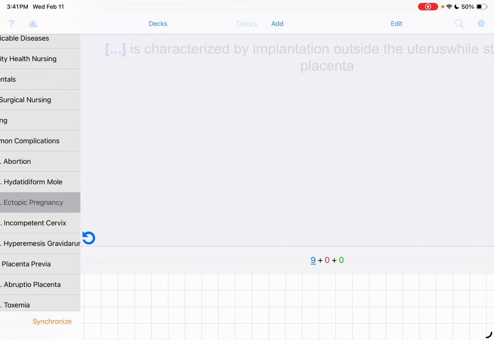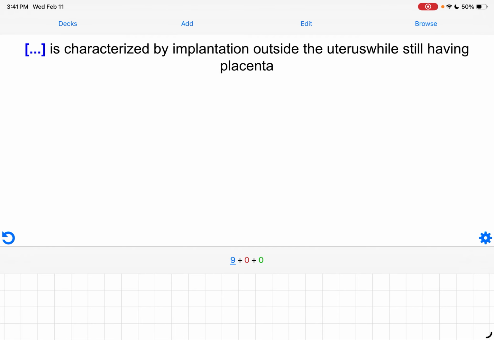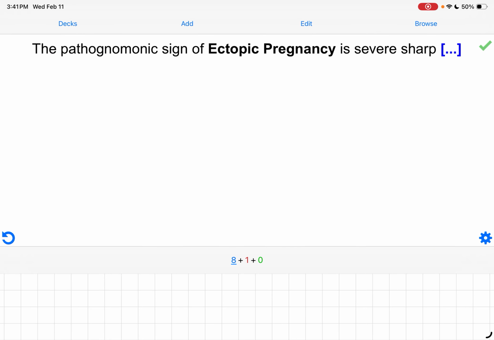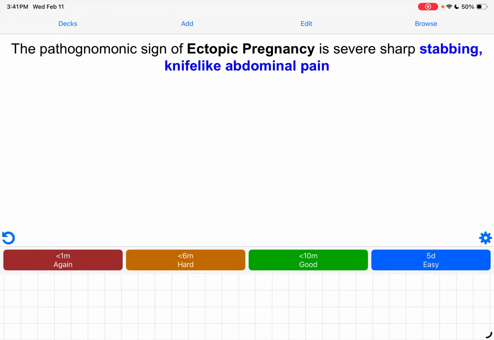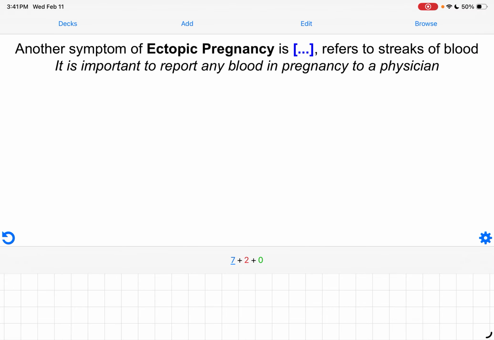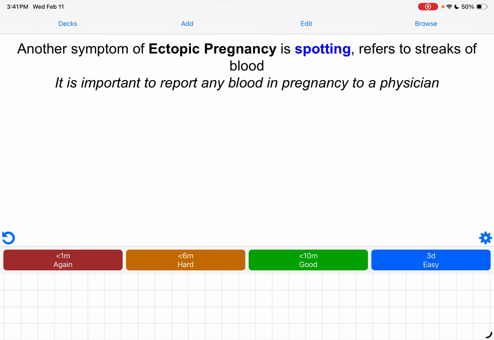Congrats. Next is ectopic pregnancy. It's characterized by implantation outside the uterus while still having the placenta. The pathognomonic sign of ectopic pregnancy is severe, sharp, stabbing, knife-like abdominal pain. So if you hear knife-like abdominal pain, it's probably ectopic pregnancy. Another symptom is spotting, which refers to streaks of blood. It is important to report any blood in pregnancy to a physician. Hemorrhage, spotting.